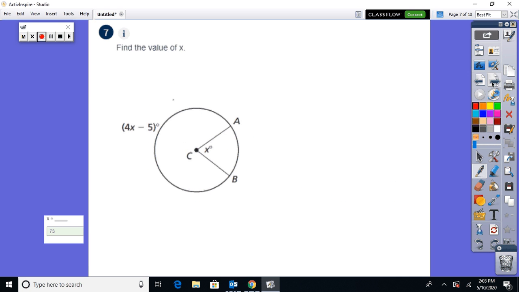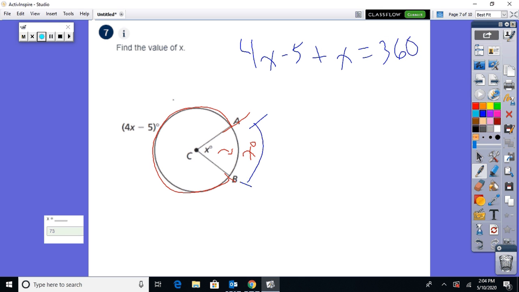7, find the value of x. All right, so central angle, of course, is the same as the arc it opens up to, so if you have x degree central angle, you have an x degree arc, and together that arc and that arc make up the entire circle. So I can just be like 4x minus 5 plus x has to equal 360. So again, that takes me all the way around the circle.